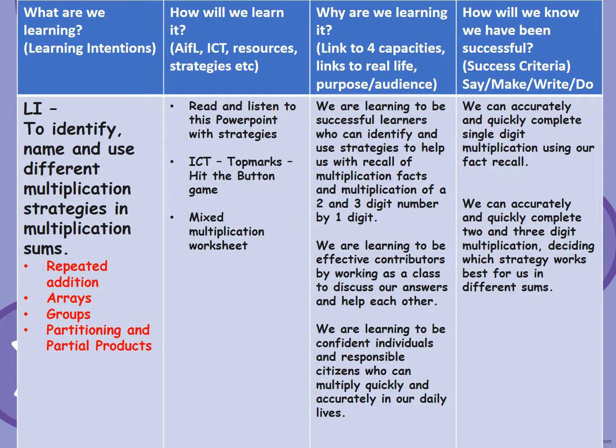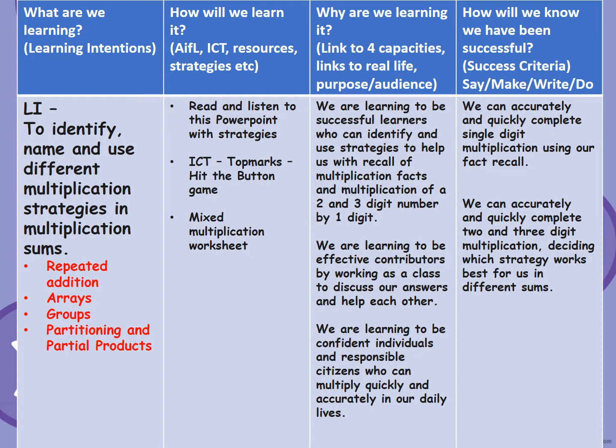Why are we learning to do this? Well, if you look at our links to the 4 capacities, we're learning to be successful learners who can identify and use strategies to help us with recall of multiplication facts and multiplication of 2 and 3 digit numbers by 1 digit. We are learning to be effective contributors by working as a class to discuss our answers, and we're going to help each other. We are also learning to be confident individuals and responsible citizens who can multiply quickly and accurately in our daily lives.